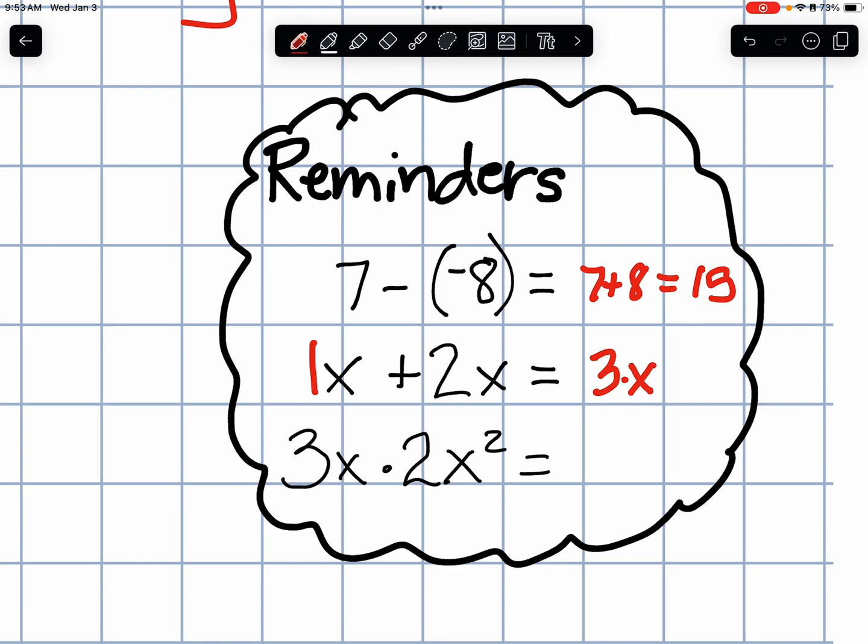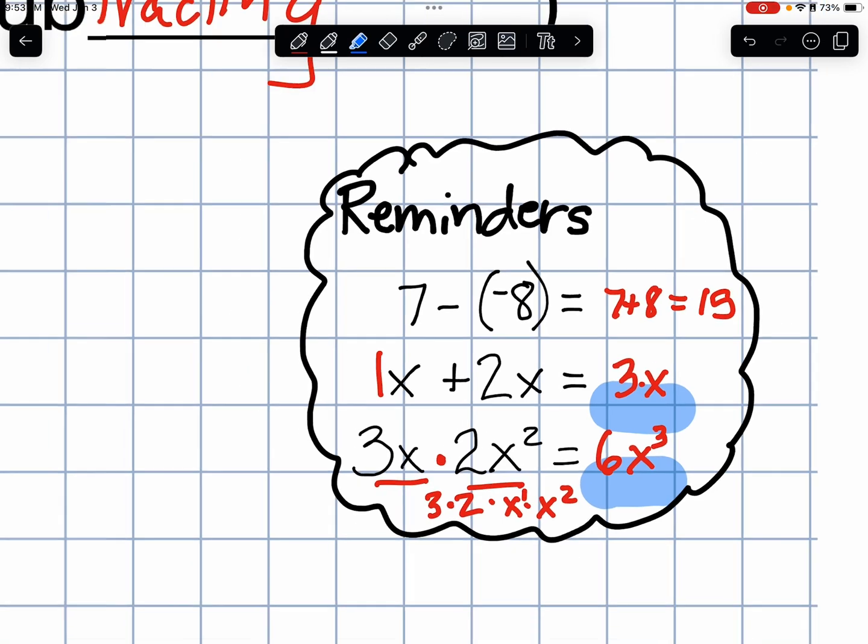Next reminder is more about the next unit, and so I'm just kind of previewing that here. But when we multiply, we can multiply things that are unlike each other. That's completely doable. You can't add them, but you can multiply. You just have to take the 3 times the 2, so that gives me a 6. And then I take the x times the x squared. Again, don't forget there's a 1 hiding in front after that x as an exponent, so we add those exponents up and get 3. So again, reminder, just notice the difference between adding and subtracting, or multiplying.